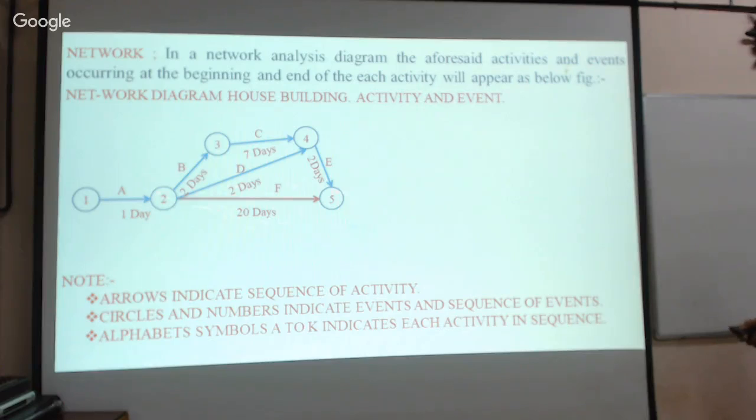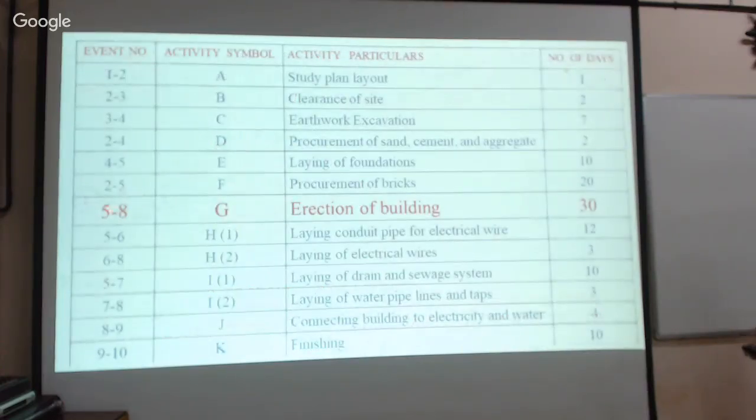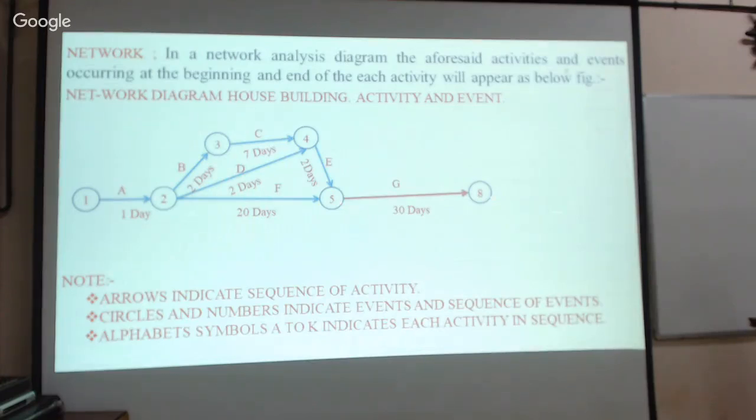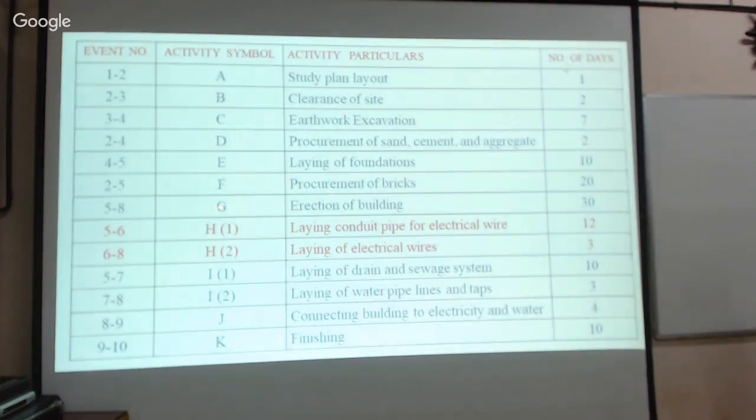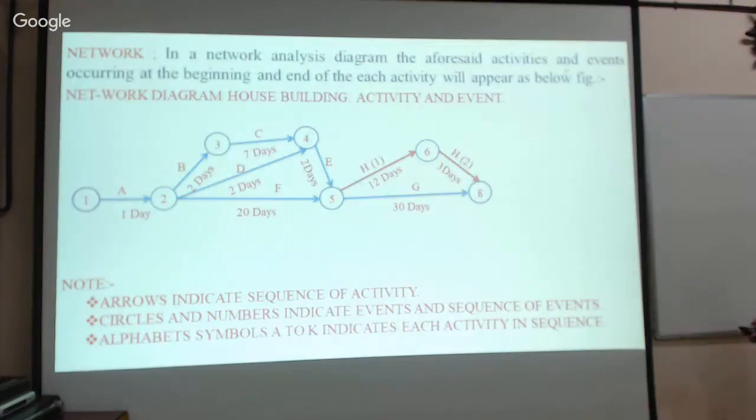This is how we are preparing the network diagram. Similarly, 5 to 8, G, erection of building, requires 30 days. Now, the G activity is the erection of building. And likewise, 5 to 6 and 6 to 8, H activity, laying conduit pipe for electrical wire and laying of electrical wires, that is 12 days and 3 days. This is H1 and H2: this is laying the conduit, and this is laying the cables.